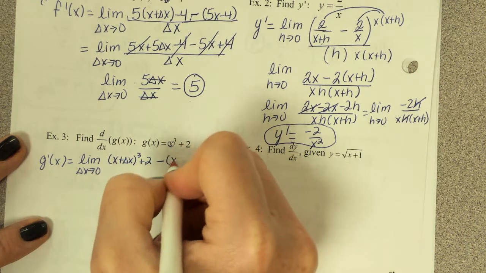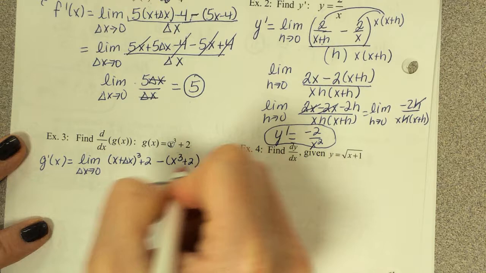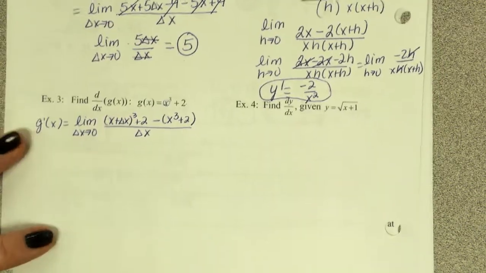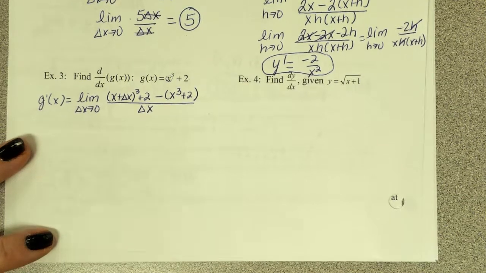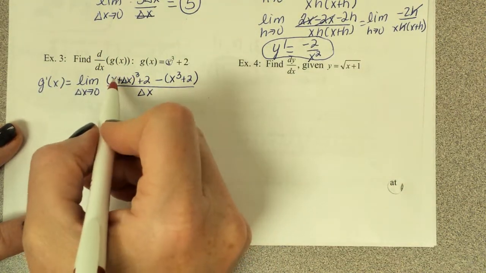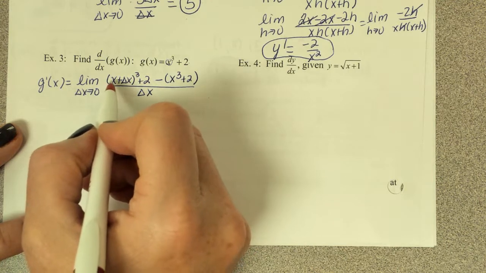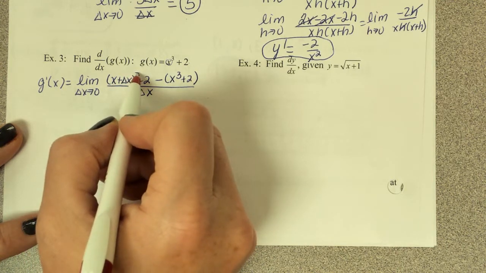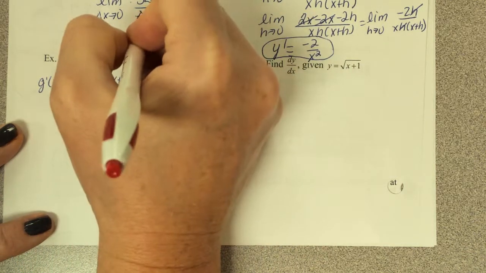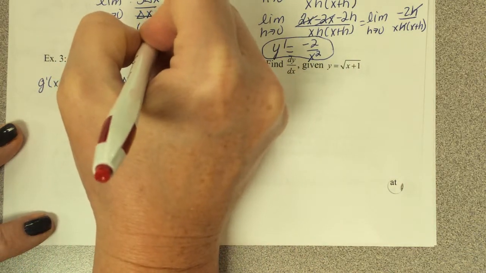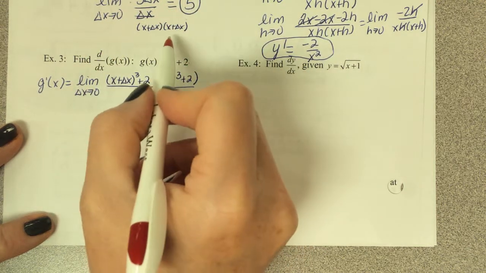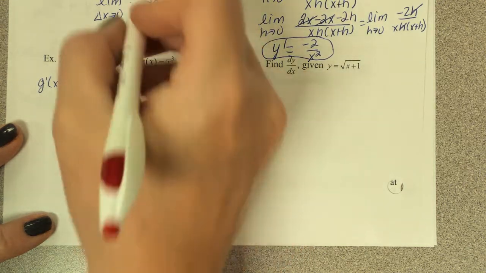Minus f of x all over delta x. Guys, you have to be able to cube this out. So you have to multiply this out. You can't just do x cubed plus delta x cubed. So I have to do x plus delta x times x plus delta x, get that answer, and then I have to multiply by x plus delta x again.